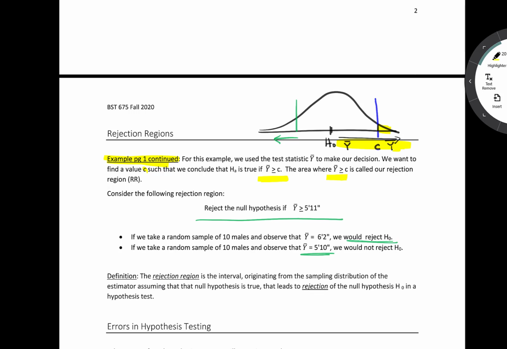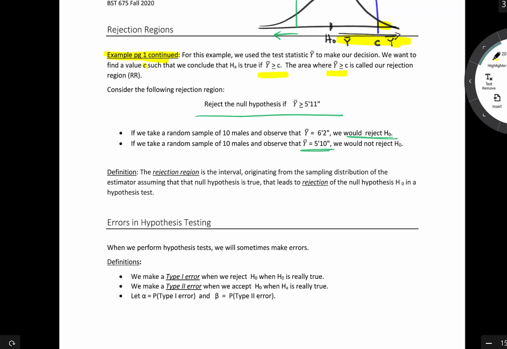And so that's why I was saying earlier, it doesn't really matter if you use the rejection region or the p-value, you're really looking at the same information. And so here's our formal definition. The rejection region is the interval originating from the sampling distribution of the estimator, assuming that the null hypothesis is true, that leads to rejection of the null hypothesis in a hypothesis test.